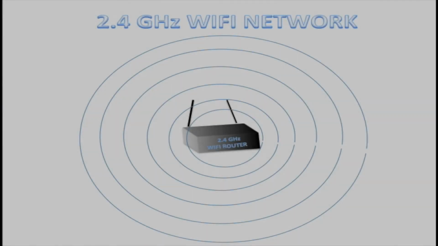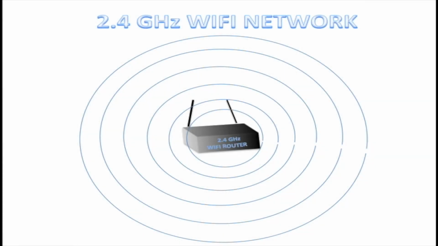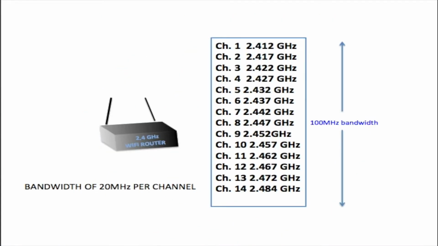Are you experiencing Wi-Fi slowdowns? Did you know that one of the most common reasons for Wi-Fi slowdowns is other Wi-Fi routers in your area? In this video, I'll show you why this happens and how to protect your Wi-Fi router from unexpected slowdowns. There are 14 channels within the 2.4 GHz router's Wi-Fi band.